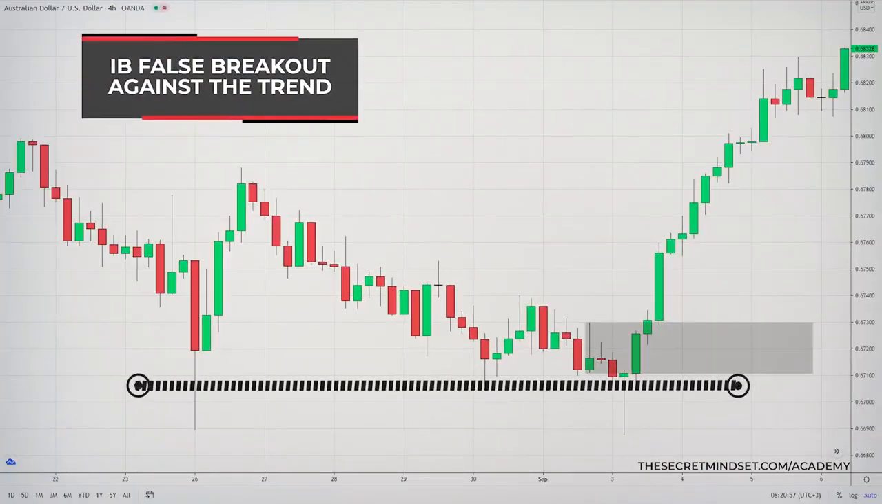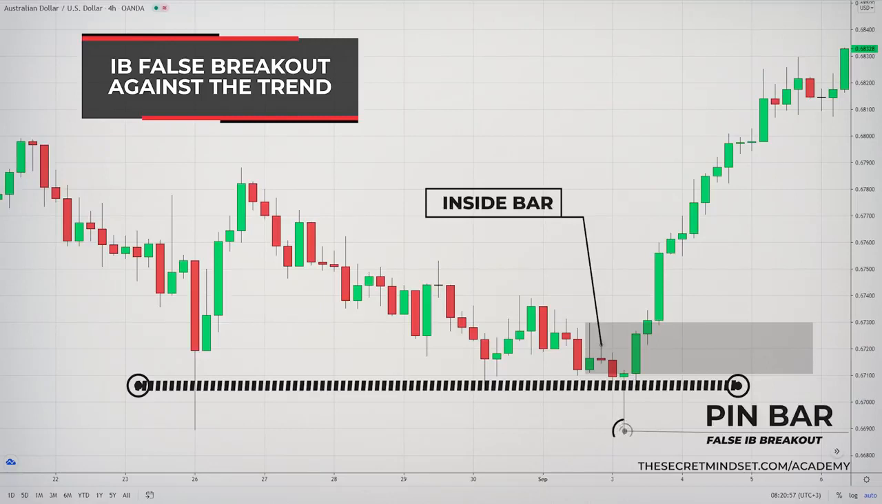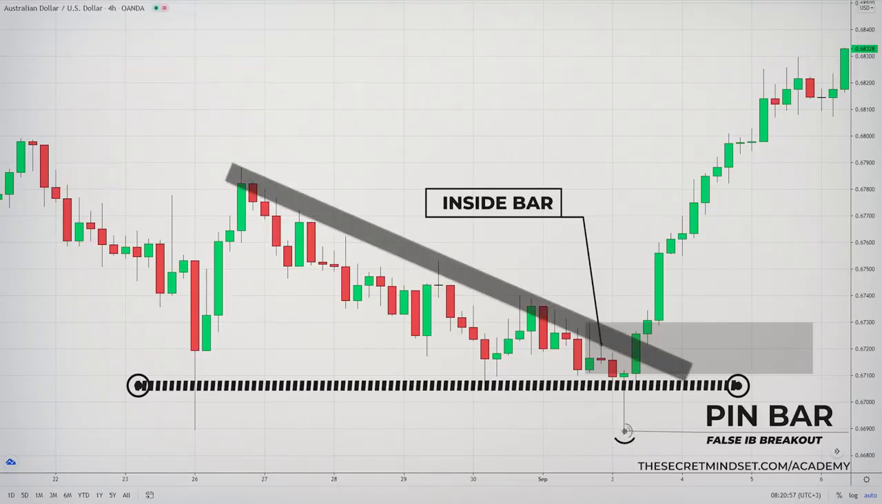Here's an inside bar false breakout against the trend. In this case, it was a bullish inside bar false breakout that formed at a key support level, following a move lower. Since this fake inside bar signal was obvious and well defined, and it had the confluence of the key support level, it was a signal worth trading.